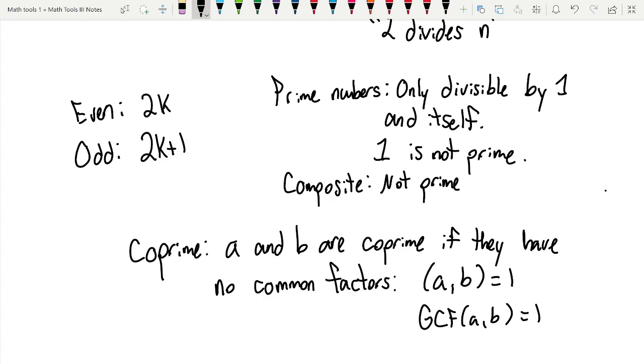So context is very important for that notation. We've seen it for intervals, we've seen it for points, vectors, and now for greatest common factor. This comes up in one of the proofs we're going to look at, that the square root of 2 is irrational. That's one of the most common proofs to look at, the first one that most people look at. So that's used in that.